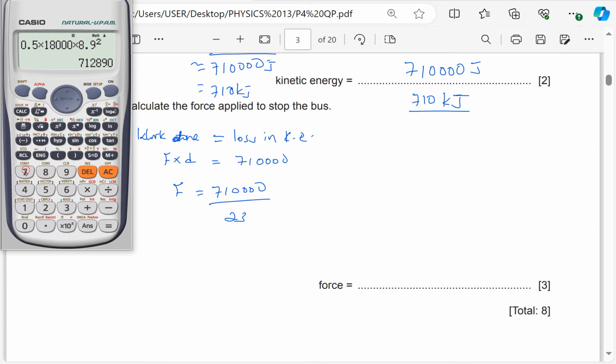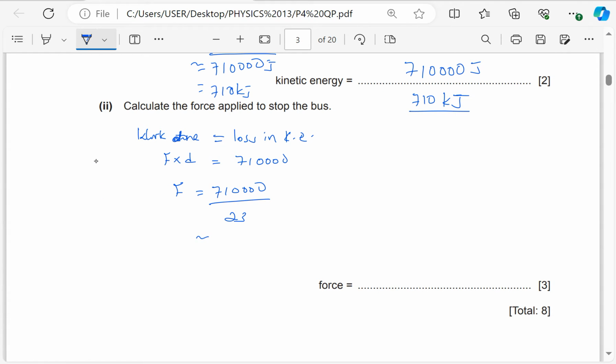So I want to use 71,000 divided by 23. So this is giving me 3,869, or approximately 31,000 newtons, or it can be 31 kilonewtons. So here you can write one of those two, maybe 31,000 newtons or 31 kilonewtons.